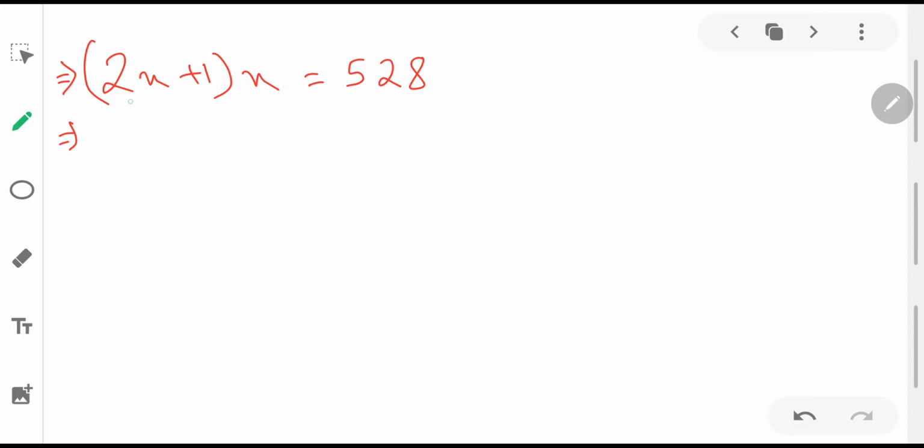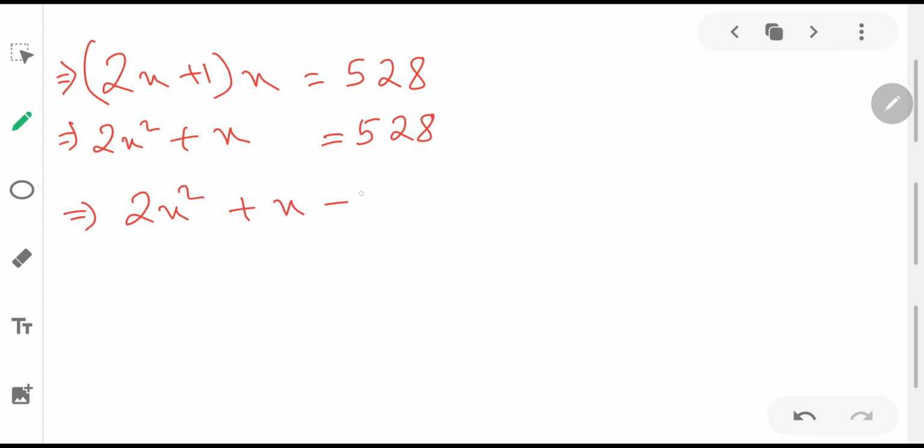So, here we will apply the distributive law. 2x into x is how much? It is 2x square, plus x into 1 is how much? x, equals to 528. If we bring everything to the left hand side, we will get 2x square plus x, plus becomes minus, minus 528 equals to 0. So, is it in the form of ax square plus bx plus c equals to 0? Yes, it is in that form. See, the constant or the other terms may have negative, but still it is in that form. Why is it in that form? What is the value of a here? A is 2. What is b here?